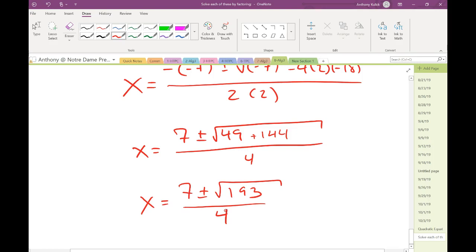And I don't think I can simplify the 193. I don't think that contains a perfect square factor. I'm positive it doesn't, but I don't know if it's prime or not. It might be prime. It kind of looks like a prime number. Anyways, this would be our final answer.